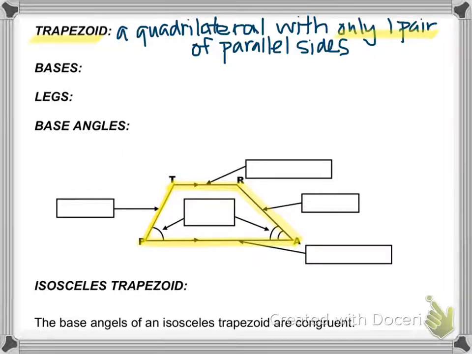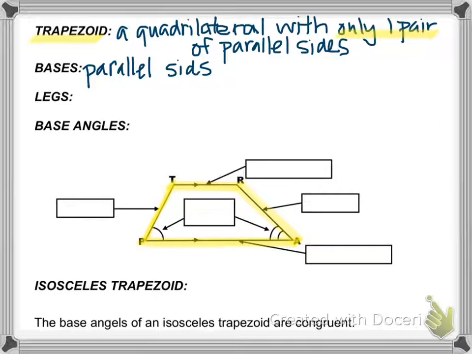Trapezoids do not have to be symmetrical. Most of the trapezoids you've seen up till now have been very symmetrical. They don't have to be. The only thing they have to have is one pair of parallel sides. Okay? That pair of parallel sides is called the bases. So the bases are the two parallel sides, and those are always opposite each other.